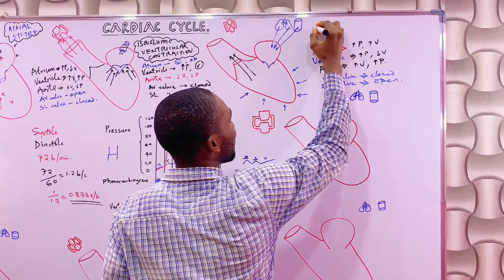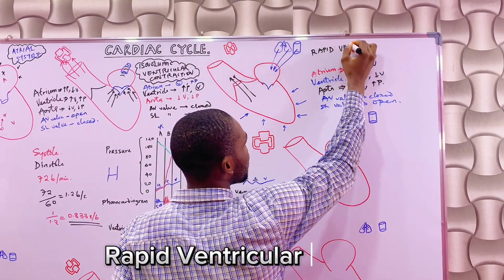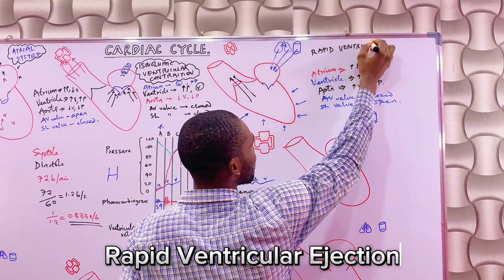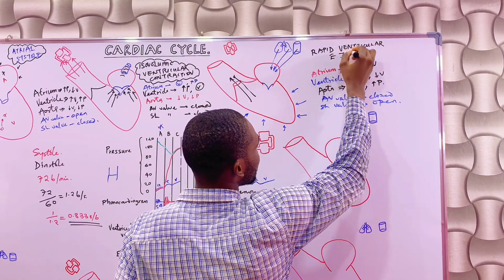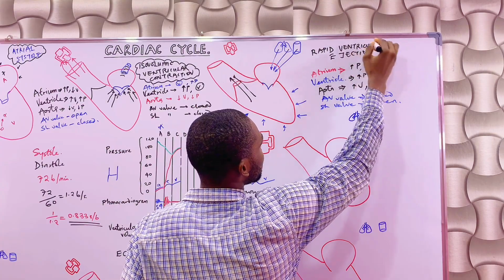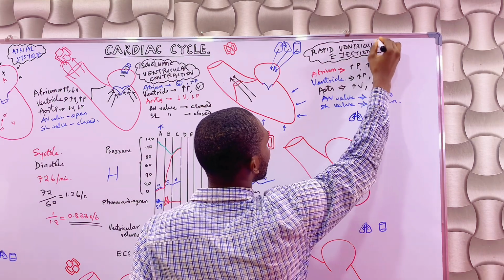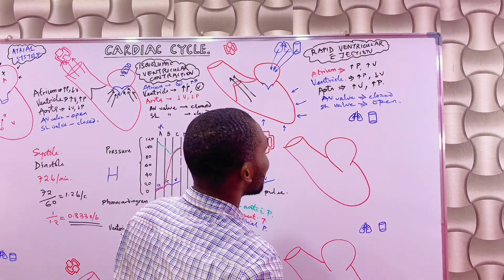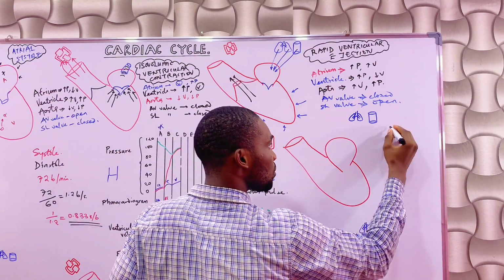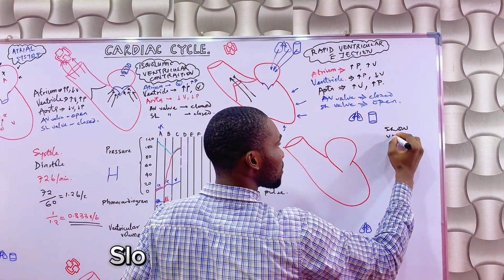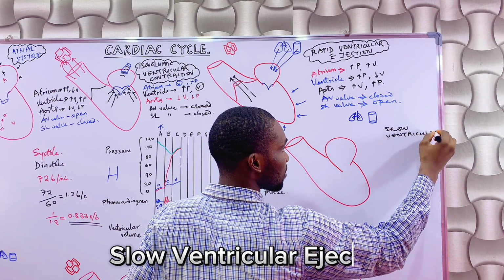So we call it what? A rapid ventricular ejection. So this is a rapid ventricular ejection. Now, that brings us to the next phase, which is the what? Slow ventricular ejection. All right.